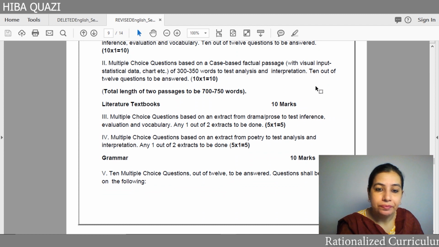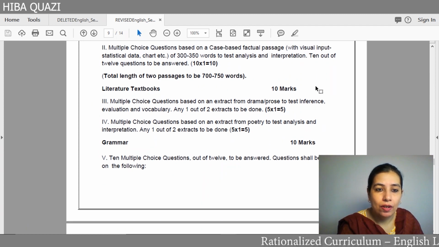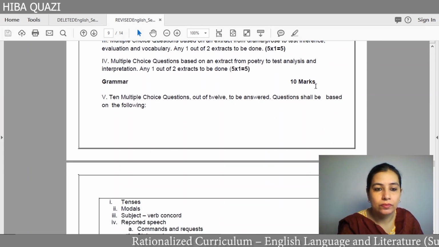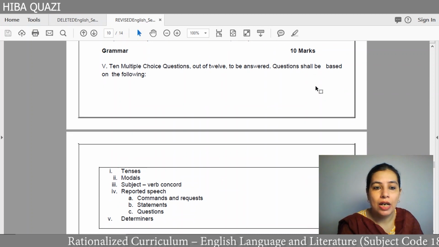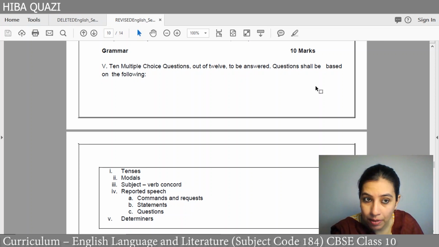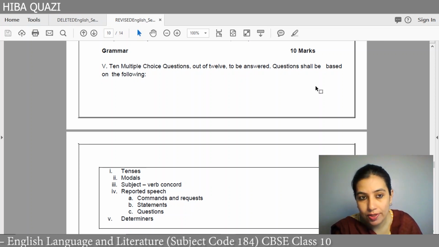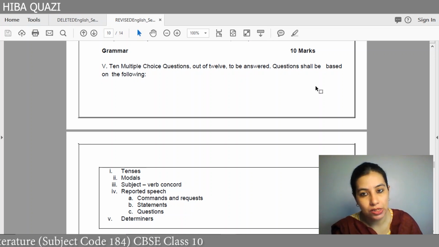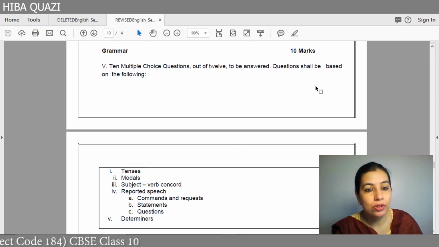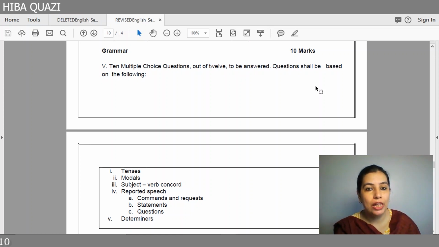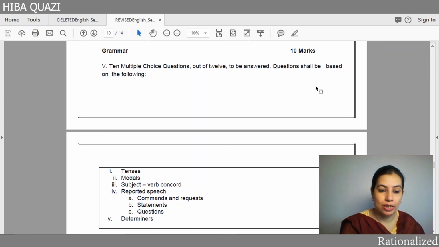So here, again under part A, we move on to grammar. Yes, question number 5 comes under grammar. The weightage for grammar questions is 10 marks. Question number 5 says 10 multiple choice questions out of 12 to be answered. Questions shall be based on the following. So 12 questions randomly given to you. Out of those 12, any 10 you need to solve carrying 1 mark each. And so the weightage of grammar is 10 marks.